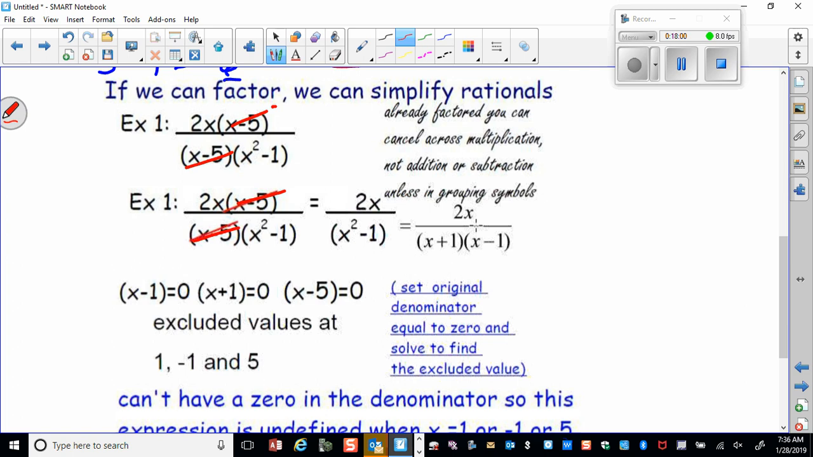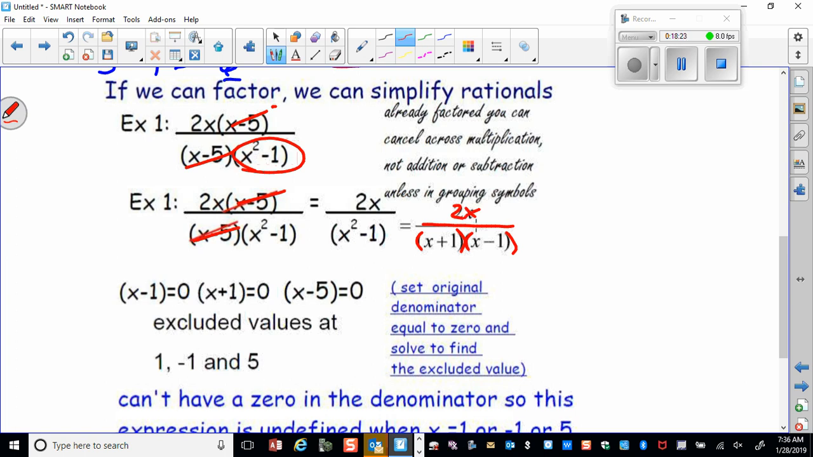Looking at this example, you always want to be on the lookout for factors that you can factor again. All right, so that turned into x plus 1 times x minus 1. Okay, and when the x minus 5 went away, you end up with 2x, just plain 2x on top.